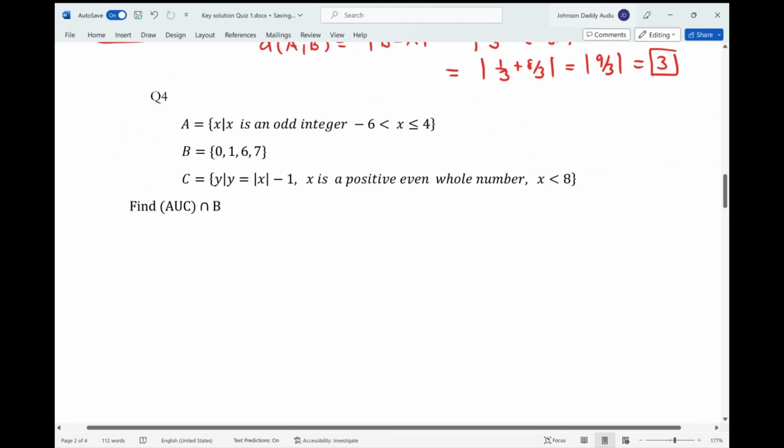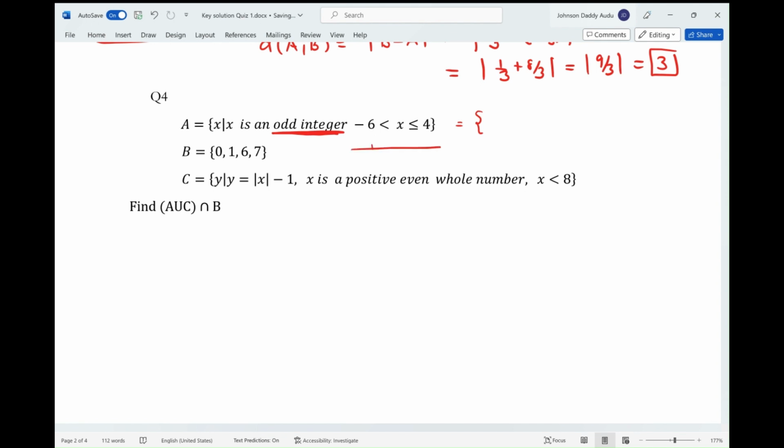All right, for the next question, it involves sets. Here we said A is x, such that x is an odd integer. So this is very important. It's an integer, but the integer has to be odd. Now, minus 6 is not involved. So on the number line, if you have minus 6, the next ones are minus 5, minus 4. These are the integers. Minus 3, minus 2, minus 1, 0, 1, 2, 3, and 4. These are all the integers that we have.